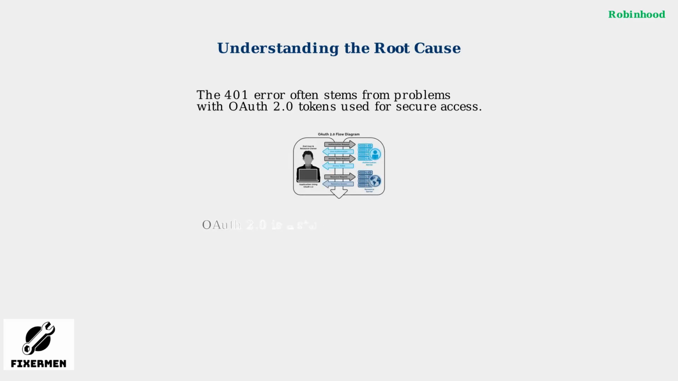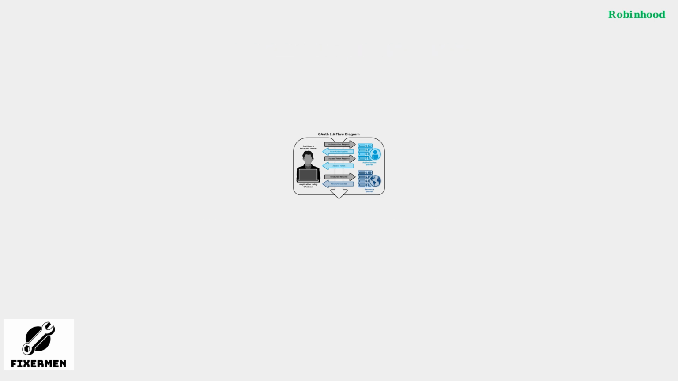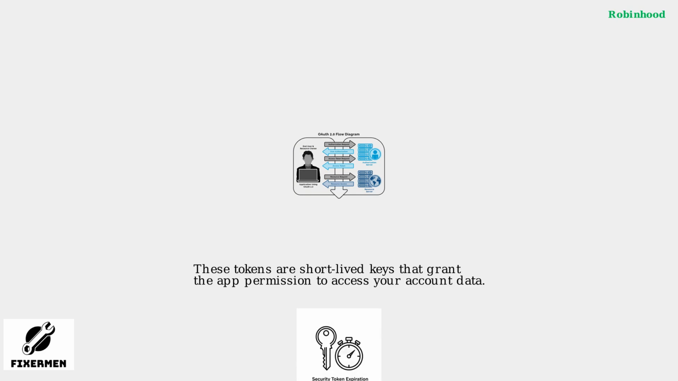The root cause of Error 401 unauthorized in Robinhood often lies in problems with OAuth 2.0 tokens. OAuth 2.0 is a standard authorization protocol that allows the app to access your data securely without sharing your credentials directly. These tokens are short-lived keys that grant the app temporary permission to access your account information. These tokens act as temporary access passes.